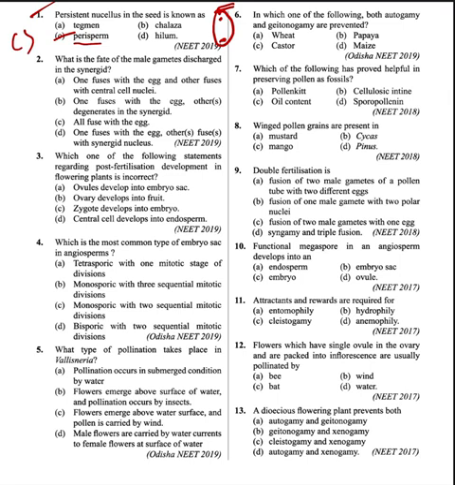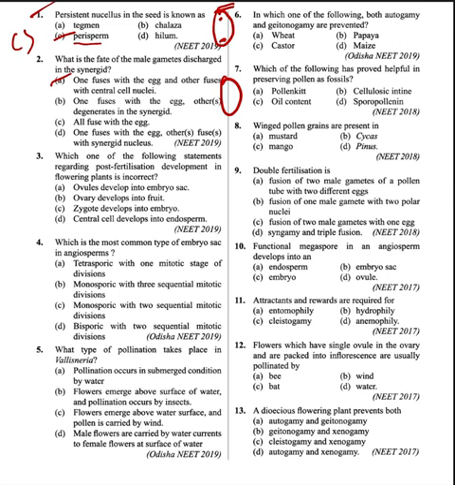What is the fate of male gametes discharged in the synergids? Options: one fuses with the egg and another fuses with the central cell; one fuses with the egg, another degenerates in the synergid; all fuse with the egg; one fuses with the egg, another fuses with the synergid nucleus. So the answer is that one fuses with the egg cell and one fuses with the central cell having the polar nuclei. This is the concept of double fertilization and triple fusion.